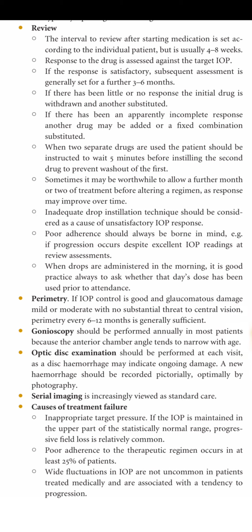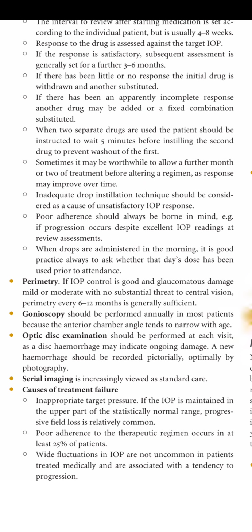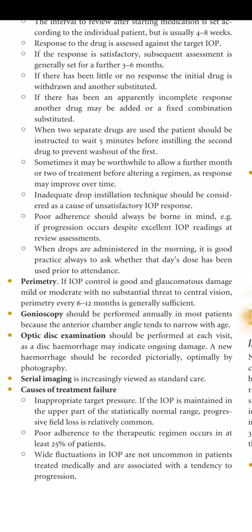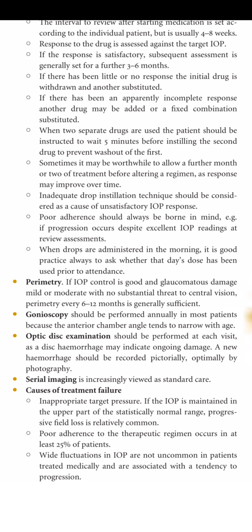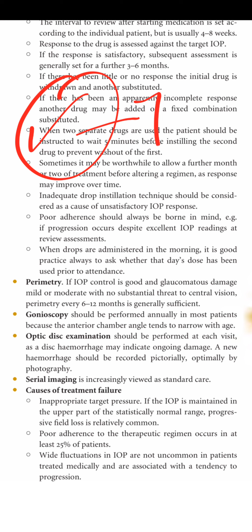Perimetry. If IOP is controlled and glaucoma is mild or moderate with no substantial threat to central vision, perimetry after every 6 to 12 months is generally sufficient. Gonioscopy should be performed annually in most patients because the anterior chamber angle tends to narrow with age. So these are just the principles of the treatment, that is how you treat the patient. You do perimetry after 6 months, you do gonioscopy at 1 year.